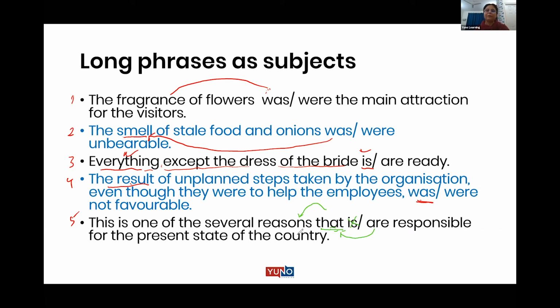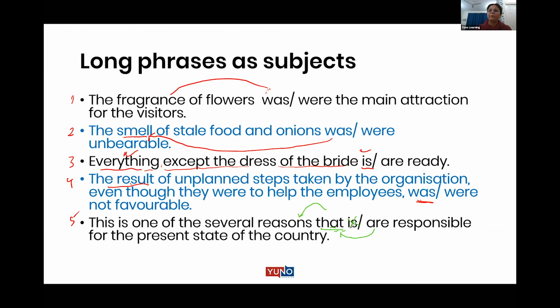So when you have different clauses, in the previous examples that I gave you, one of my friends is here, right? One of my friends who live in Delhi, right? Which friends? One of my friends who live, then the sentence will be different. If that is not there, then one of the several reasons is responsible. In that case, we won't even put this is, right? So this is one of the several reasons that are responsible.